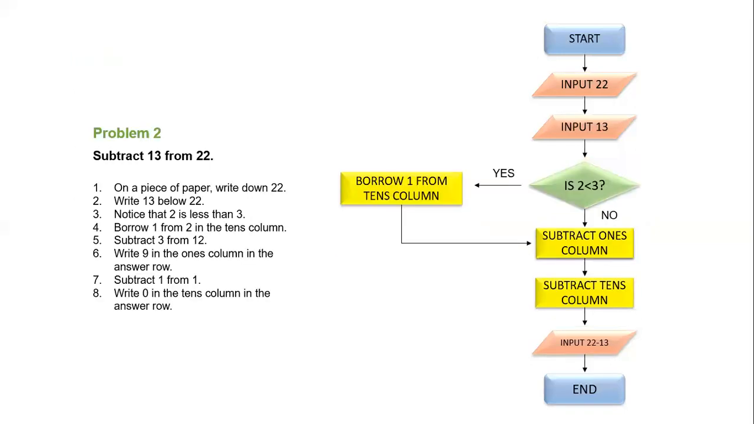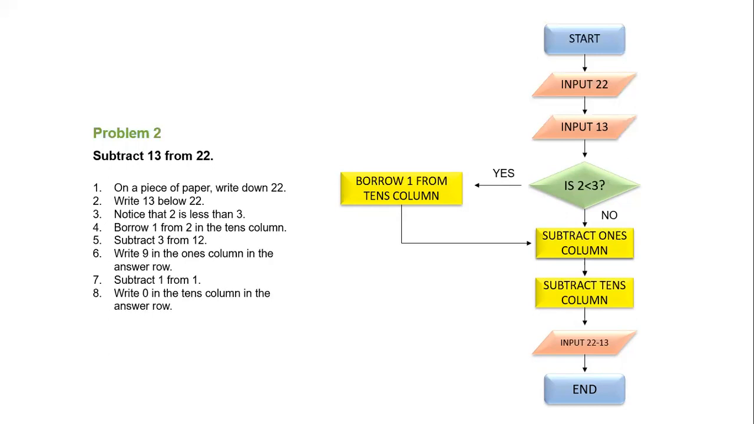Similarly, problem 2 is the subtraction of 13 from 22. You will write 22 at the top, and then you will subtract 13 from this 22. Notice that 2 is less than 3 in the ones column, and whenever you are subtracting 3 from 2, you will check the flowchart as well. The green box asks: is 2 smaller than 3? Yes, 2 is smaller than 3.